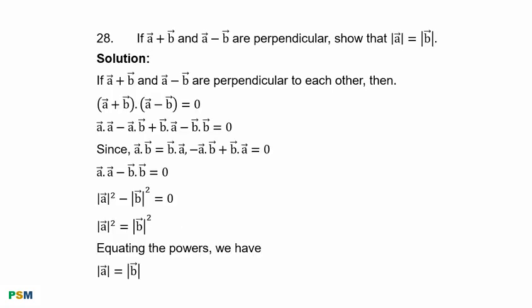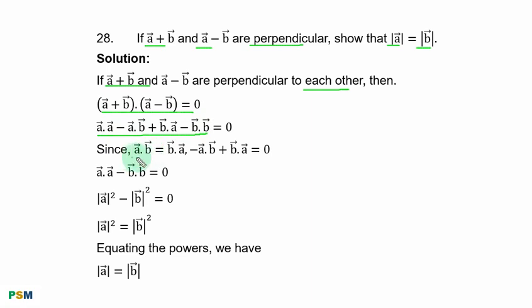Example 28. If the sum of vectors A and B and their difference are perpendicular, show that the magnitude of vector A is equal to the magnitude of vector B. Solution: if the sum and difference of the two vectors are perpendicular to each other, then their dot product is equal to 0. When you expand, you have this result.